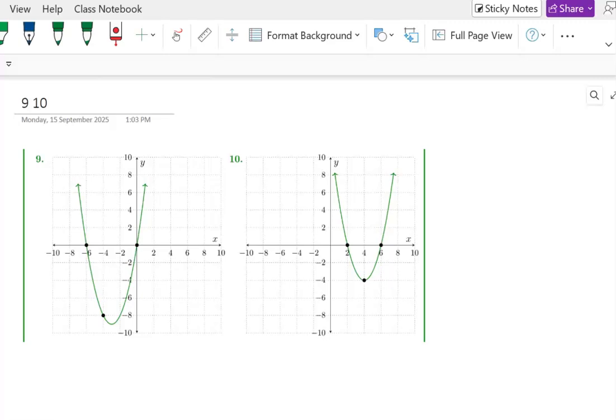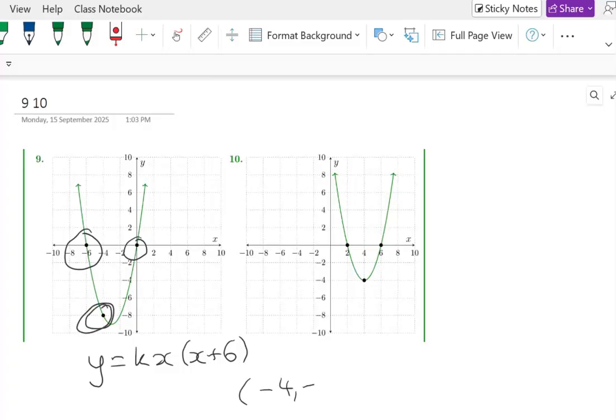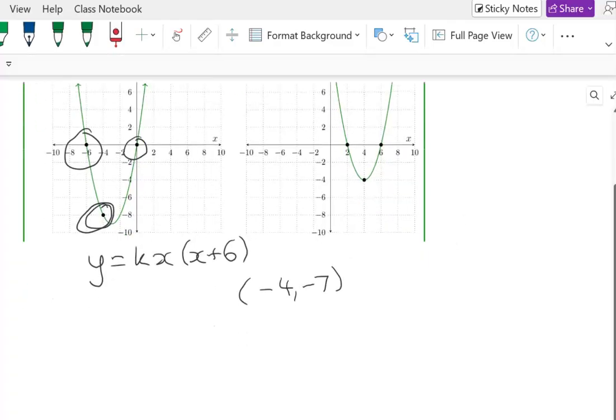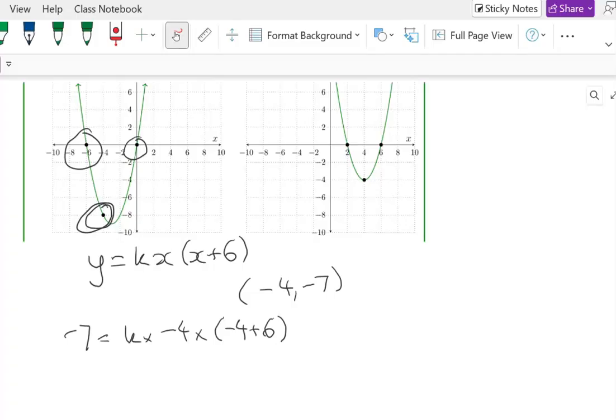Okay, question 9 and question 10. We've got these two intercepts, so it will be y equals k times x times x plus 6. And I'm going to use a point in this one here. So we've got -4, -7 on the curve. -7 is equal to k times -4 times -4 plus 6. Is that right? You know that point is wrong, isn't it? It's not -7, it's -8. That's better. We're going to get some bad numbers.